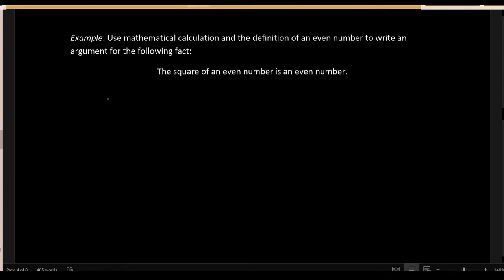So here is my argument. Here is my persuasive essay to convince even a skeptic that this statement is true. Now, we cannot use just a list of examples.